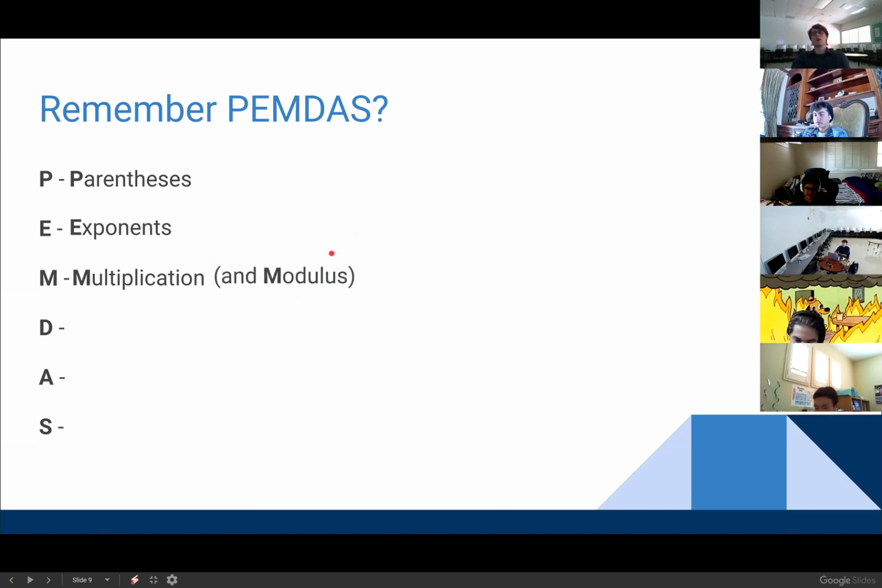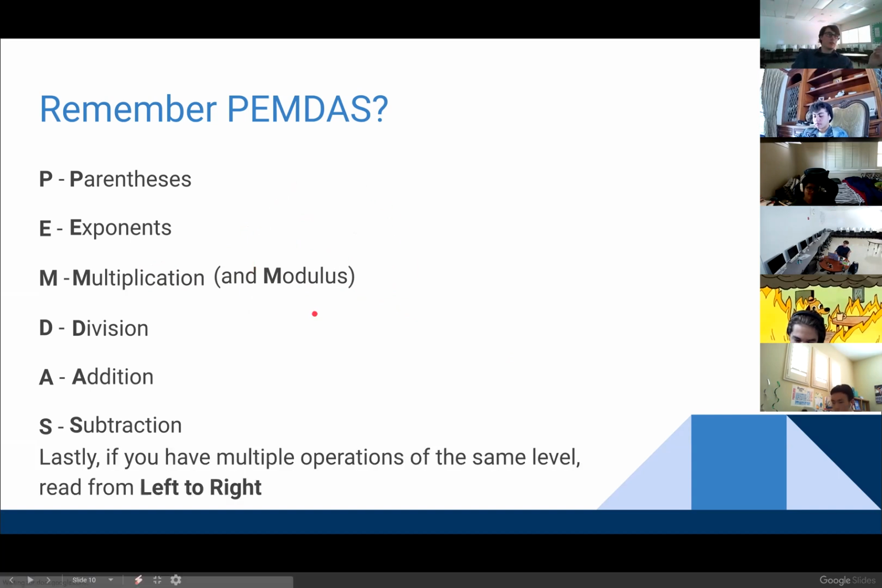Oh, I forgot. M also is going to include modulus because they start with the same letter. D is for division. A is for addition. And last, subtraction. So this is our order of operations. It's true in math, and it's going to be the exact same way in Java. One last thing to remember is when you have multiple operations of the same tier, so M and D are the same tier, and A and S are also the same tier, you're going to read from left to right.